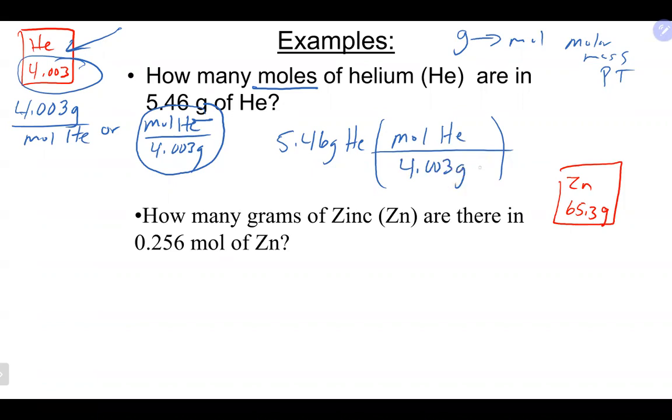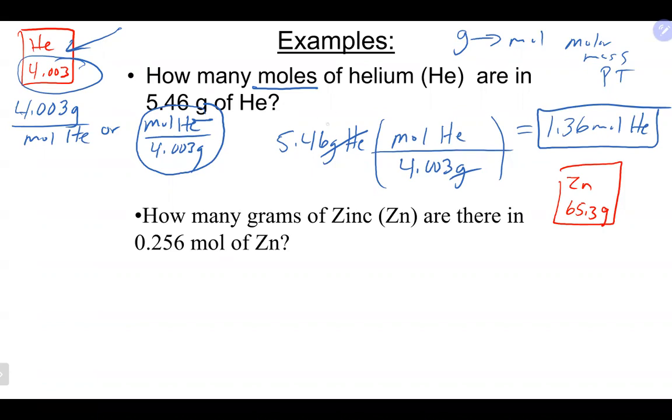4.003 grams of helium on the bottom. The grams of helium will cancel. We're basically dividing 5.46 by 4.003, which gets us 1.36 moles of helium. Any questions on that calculation?